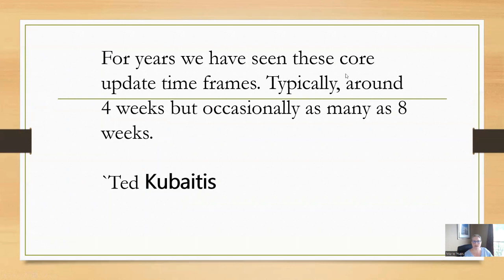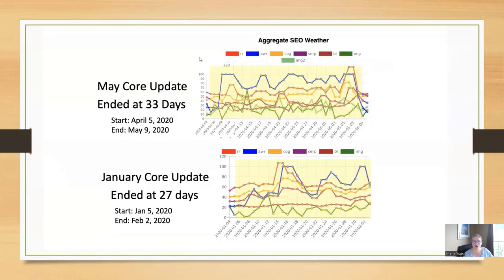Now, this was a quote from Ted. He said, for years, we have seen these core update timeframes, typically around 4 weeks, but occasionally as many as 8 weeks long. Ted also provided this screenshot or slide. This is not my data. This is his, again, from his tools. He was showing us that the May core update ended at 33 days long in 2020. So a website would have shown fluctuations or being negatively affected from April 5th through April 9th, and that's 33 days. He also provided a January core update for 2020, and it showed fluctuations and ended at 27 days long.